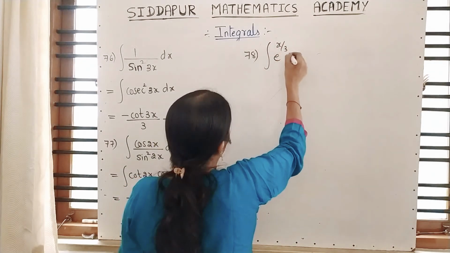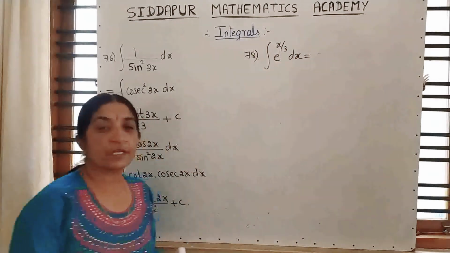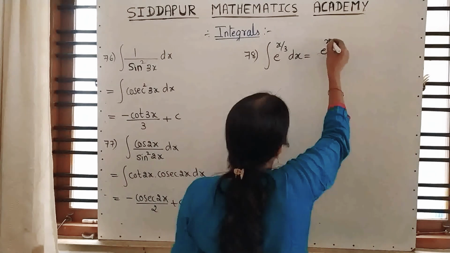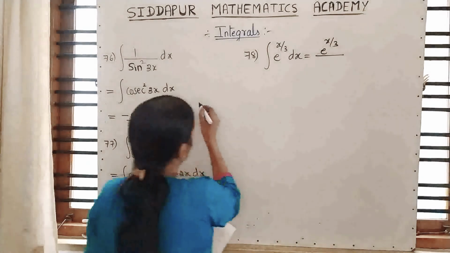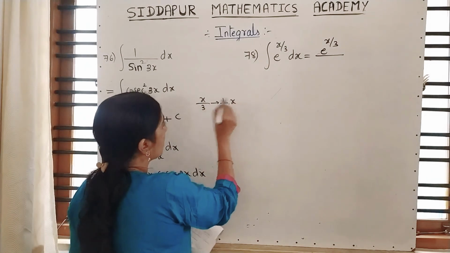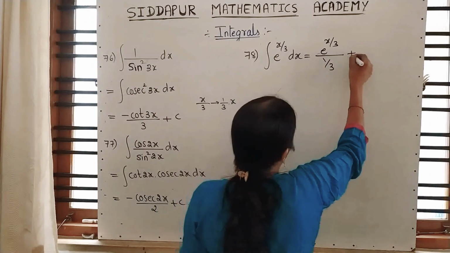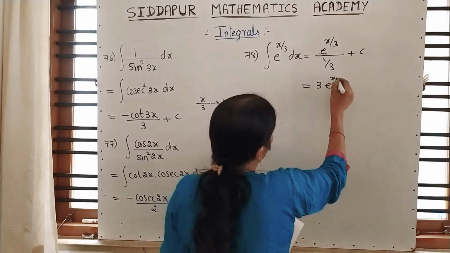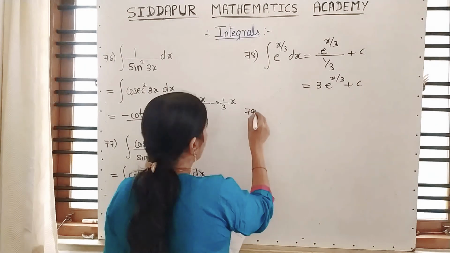E raised to x by 3. Have you remembered the standard integration? Integration of e raised to x is e raised to x. Here it is e raised to x by 3. Coefficient of x is what? See, x by 3 will be 1 by 3 into x. Coefficient of x is 1 by 3. It comes in the denominator, and 1 by 3 it goes up. It will be written like this. Question number 79.